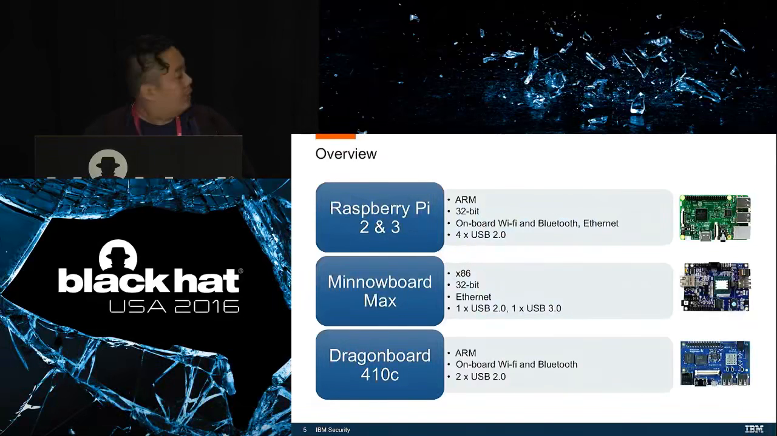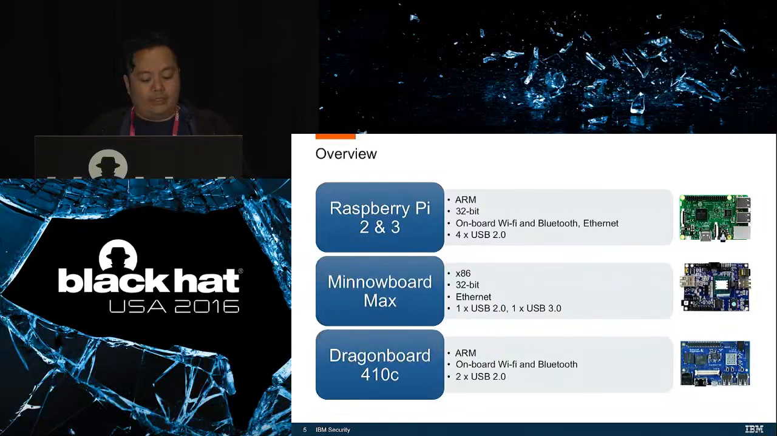So Windows 10 IoT Core currently supports 4 so-called suggested development boards. First, there's the Raspberry Pi 2 and 3s, which run on ARM and are 32-bit. And the other one is the MinnowBoard Max, which runs on an x86 architecture and also 32-bit. And the last one is the DragonBoard 410C, which runs on an ARM processor and also 32-bit.